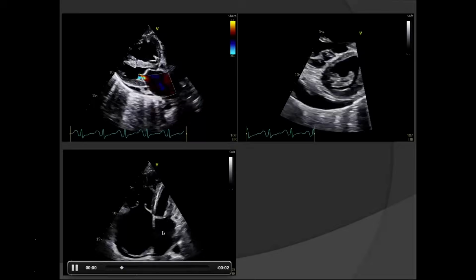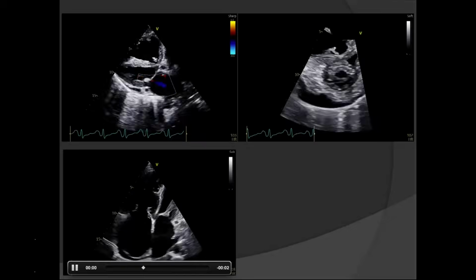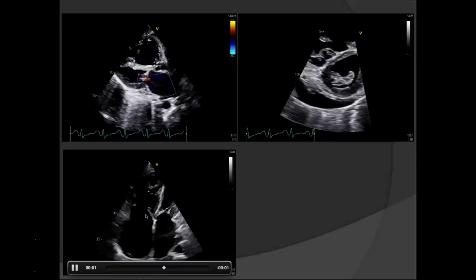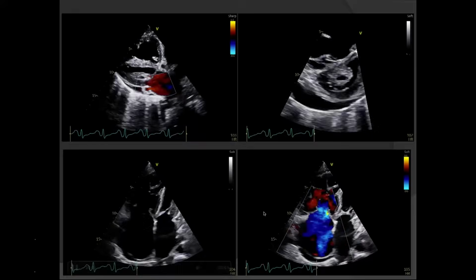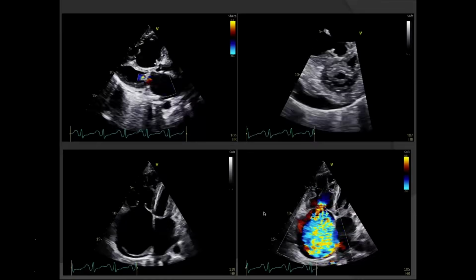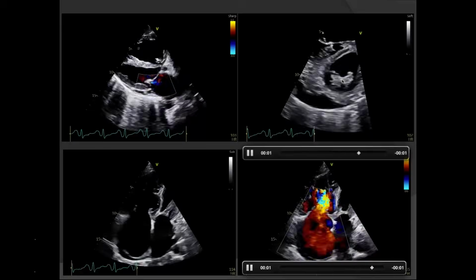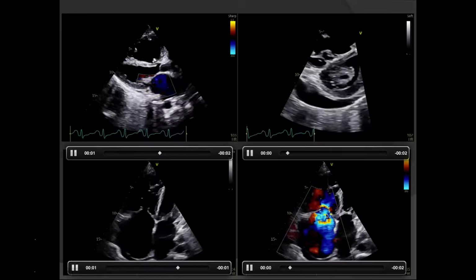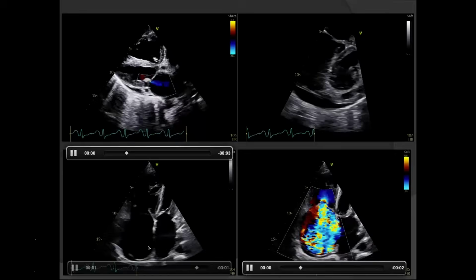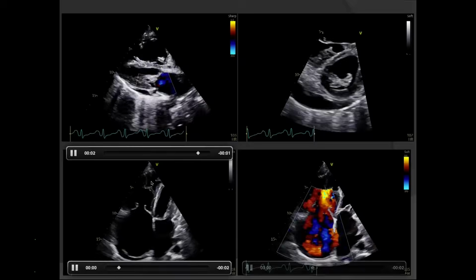So you can see RA is very much dilated. Tricuspid leaflets are non-coapting. There is expected to be severe tricuspid regurgitation, which is clearly present. So a patient with severe mitral stenosis will tell you the area, etc. also, but severe tricuspid regurgitation also, dilated right atrium, dilated right ventricle.